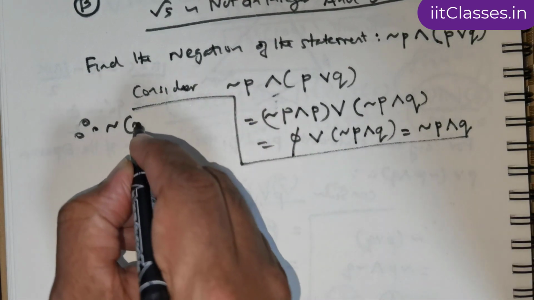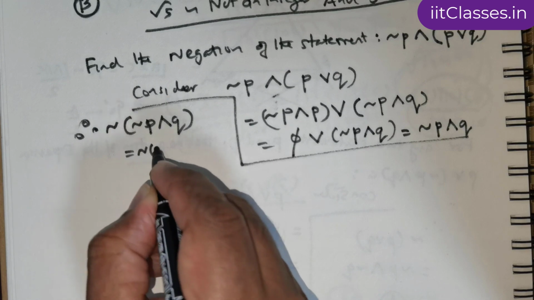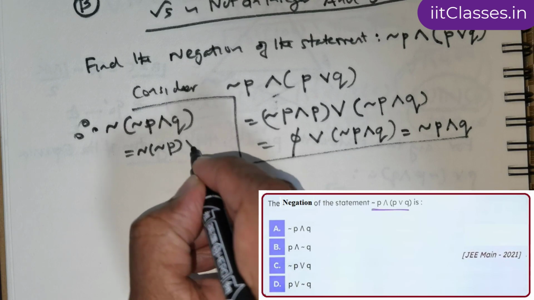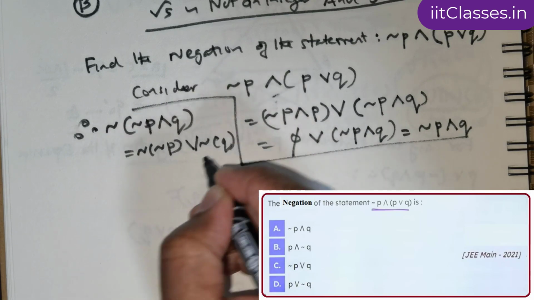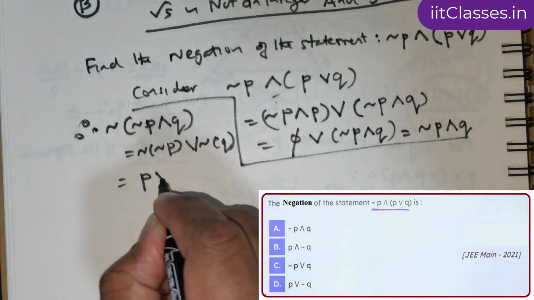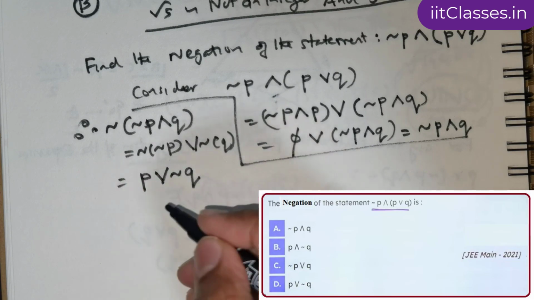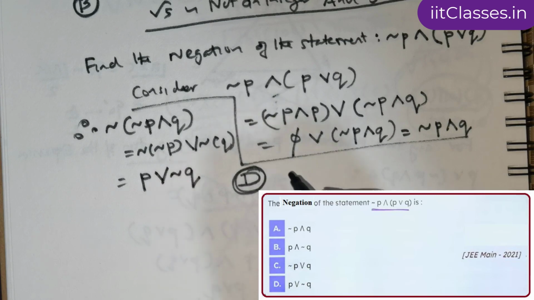Therefore the negation of P conjunction Q is equal to negation of negation P. When the negation hits conjunction, it becomes disjunction followed by negation of Q. So this is going to be P disjunction negation of Q. So the right answer for this question is going to be choice D, and that is a good place for us to stop and move on to the next question.